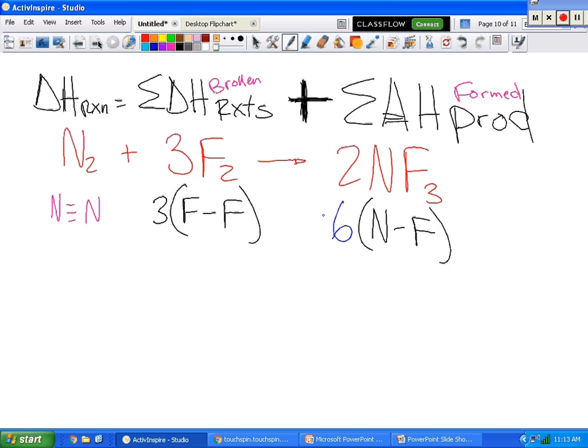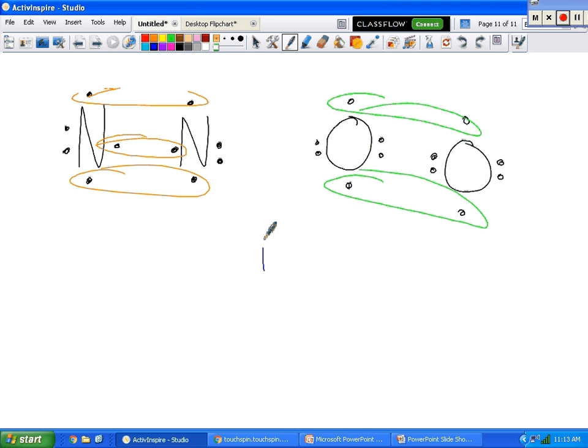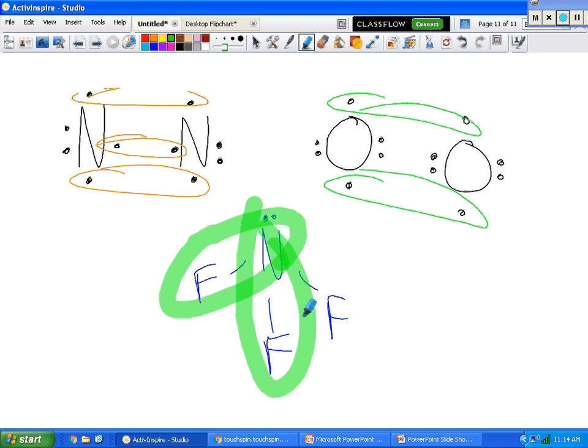So when you look at the Lewis structure of this thing, do you agree that there are more than 1 NF bonds in this entire structure? How many of them are there? 1, 2, and 3. So in 1 NF3, you've got 3 NF bonds.